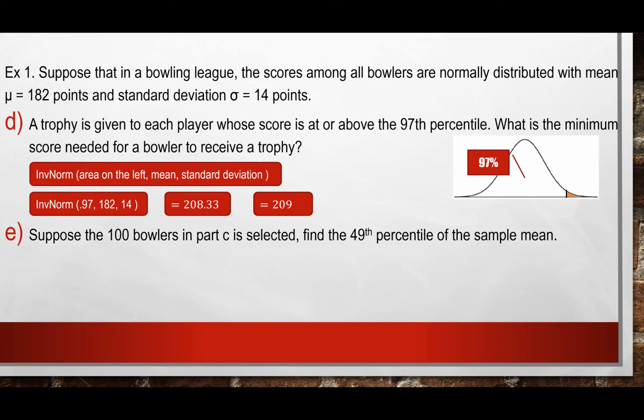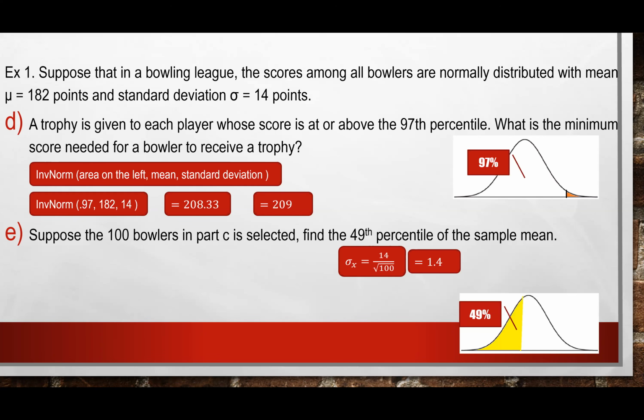I think in your homework, they tell you how they want it, like go to the next whole number. But for part E, the difference is that we deal with this group of 100 bowlers. Because we deal with 100 bowlers, we deal with the sample mean, and because we deal with the sample mean, we have to adjust our standard deviation.